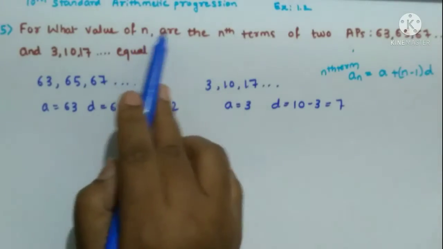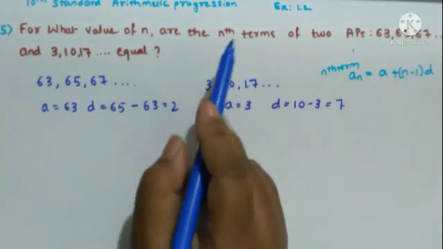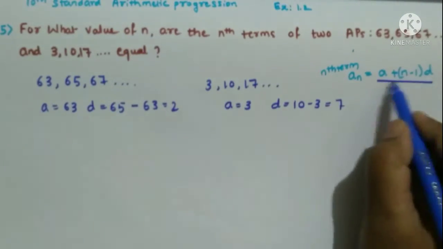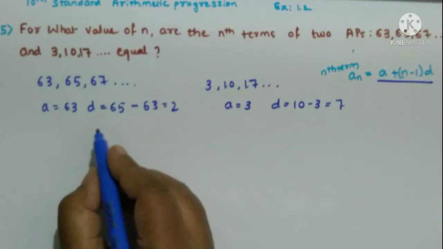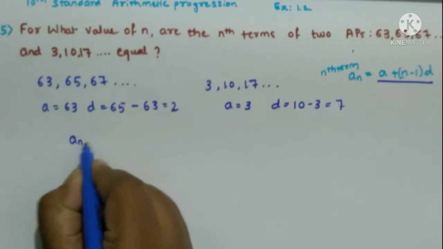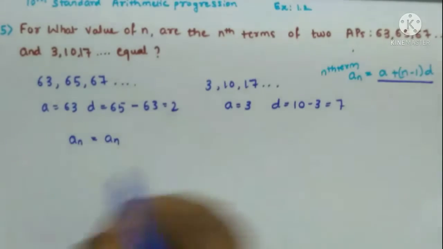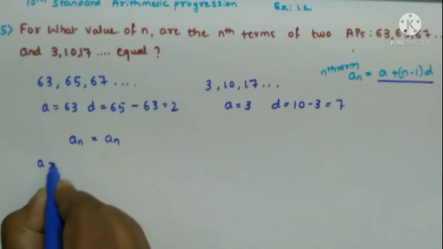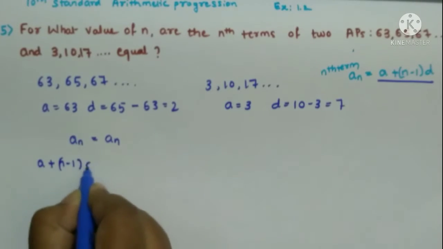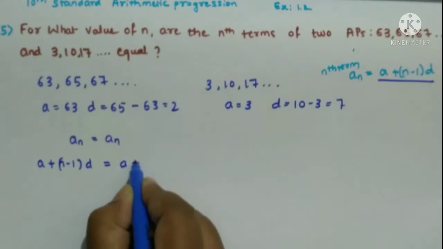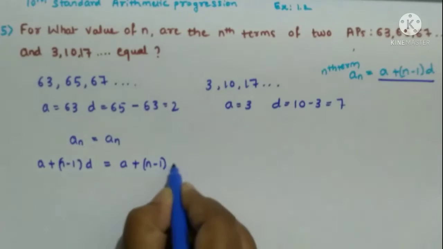For what value of n are the nth terms of the two APs equal? So we have to equate both the nth terms. The nth term of this AP, an, is equal to an of the other AP. The an formula is a plus n minus 1 into d is equal to a plus n minus 1 into d.